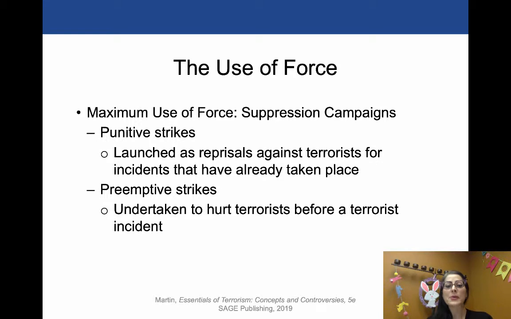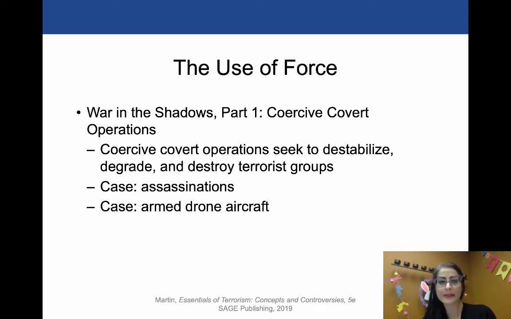Okay, a preemptive strike is undertaken to hurt terrorists before an incident. So if they know where terrorists are before they strike, and they take them out, that's very obvious. Okay, so War in the Shadows, Part 1 in your book, Coercive Covert Operations.